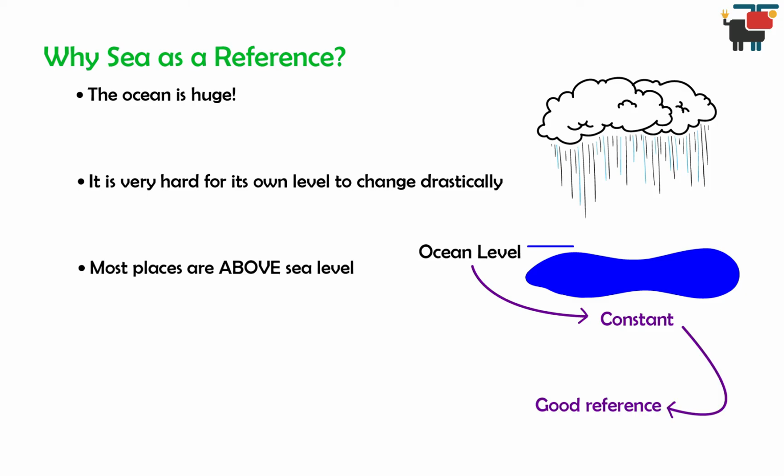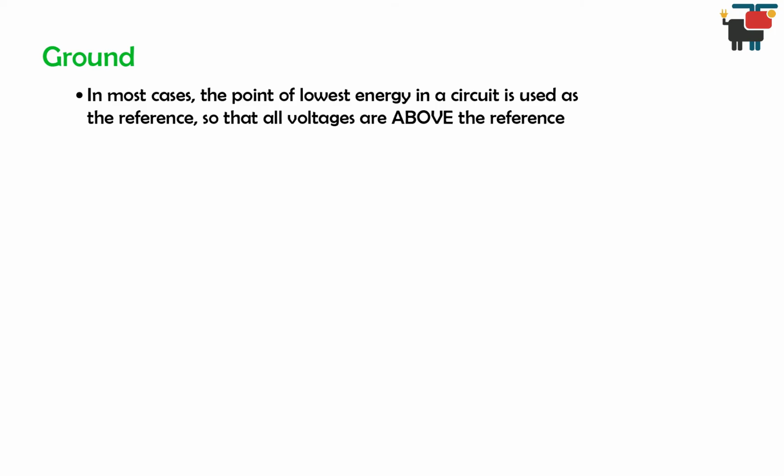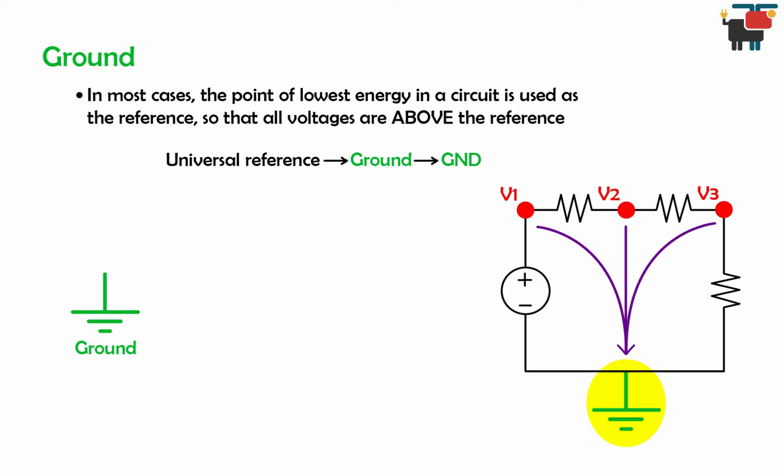Just like most places are above sea level, typically the point of lowest energy in a circuit is used as the reference, so that all voltages are above the reference. Here's our word of the day. The universal reference in a circuit is called a ground, and it's abbreviated to GND. The symbol shown here is used in schematics to show the location of the ground. From now on, we'll always show a ground in our circuits. Once a ground is specified, voltages are implicitly referenced to this point.